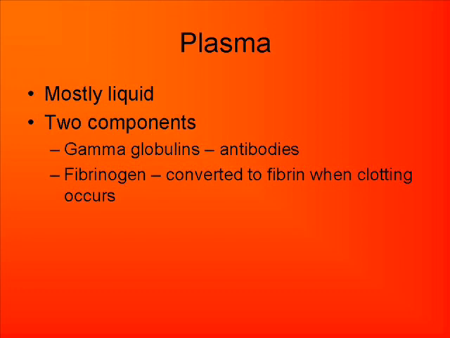And there are two major components of plasma aside from the liquid. Those are gamma globulins, which are types of antibodies, and then fibrinogen. We'll come back to fibrinogen later when we start talking about the process of blood clotting. But fibrinogen is converted into something called fibrin, which is actually what does the clotting.